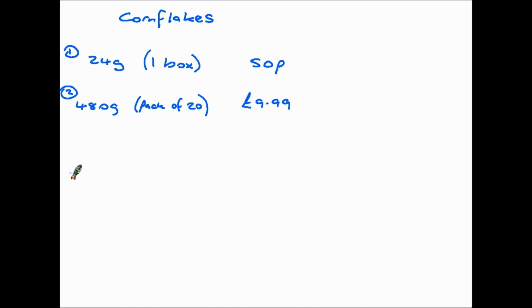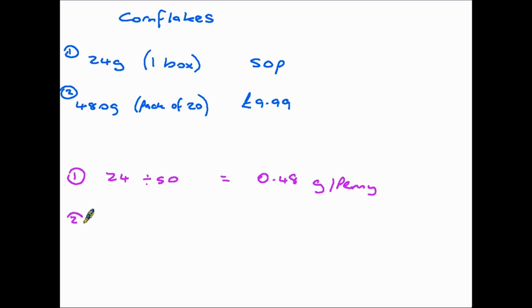Now, again, let's have a look at how this works out. So my first deal is just to buy the single pack. It is therefore 24 divided by 50. Now, 24 divided by 50 means that I am getting 0.48 grams for every penny that I spend.